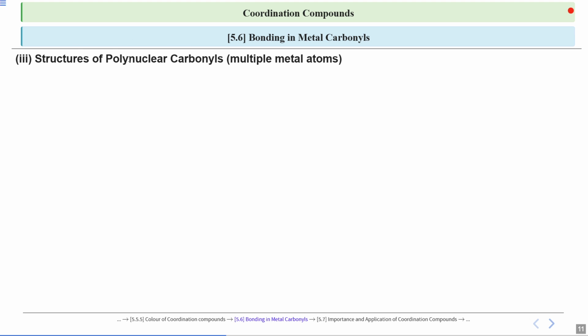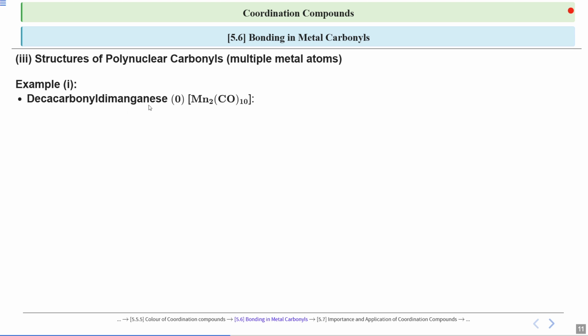Let's see the structures of polynuclear carbonyls. Polynuclear means, poly means many. So polynuclear carbonyls means we have multiple metal atoms. In a structure, more than one central metal is going to be there. So what is going to be the structure of these types of carbonyls? Let's see the first example taken here.